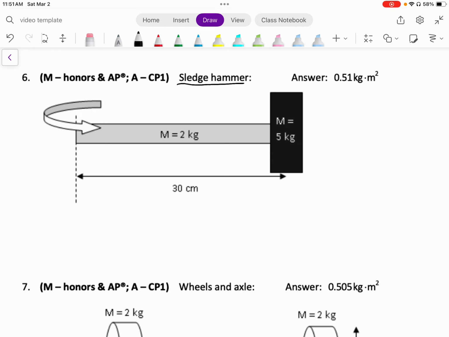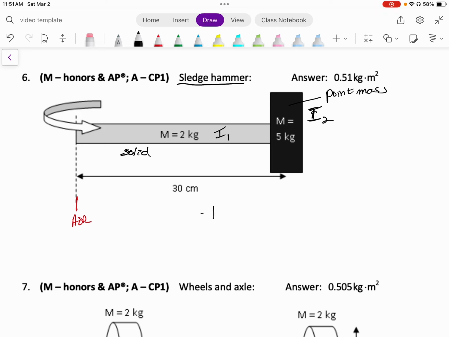This is a picture of a sledgehammer, and it's going to get rotated about this axis of rotation. And this is the handle of the sledgehammer, and we're going to assume it's solid. So that mimics a rod about the end, so we'll call that I1. And then we've got the sledgehammer's mallet at the very end, and we're going to assume this is a point mass. I'm going to call that object I2.